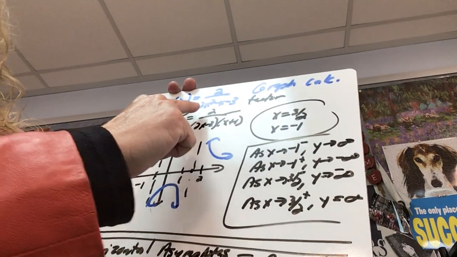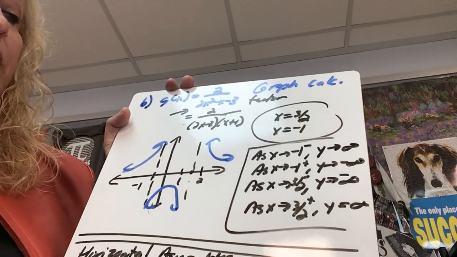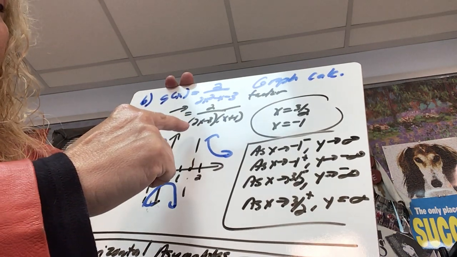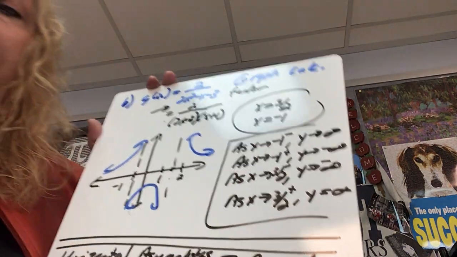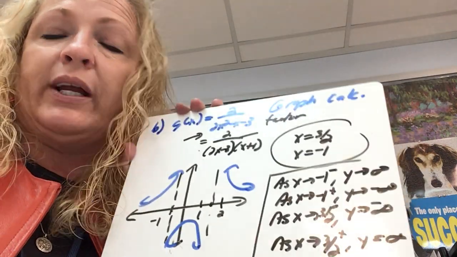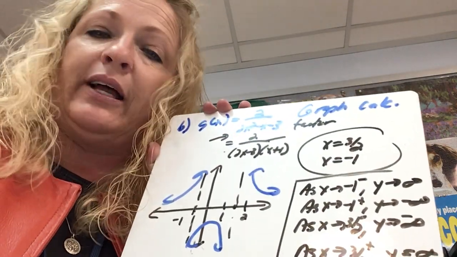So I'm going to look at my denominator. I'm trying to find where it's undefined. Thankfully, it factors. And so it is undefined at 3/2 and negative 1. So those would be my vertical asymptotes. We always write those as equations. We don't write vertical asymptote equals.